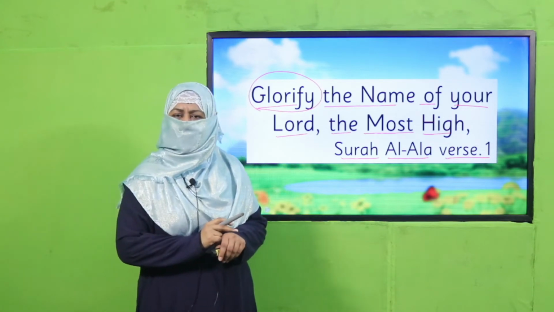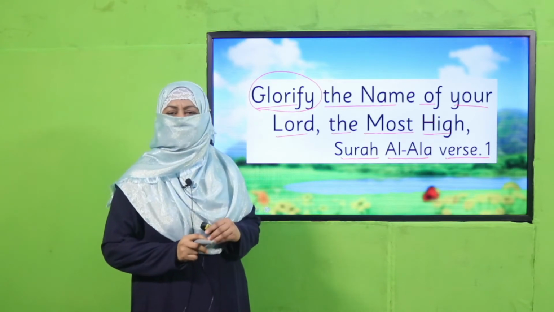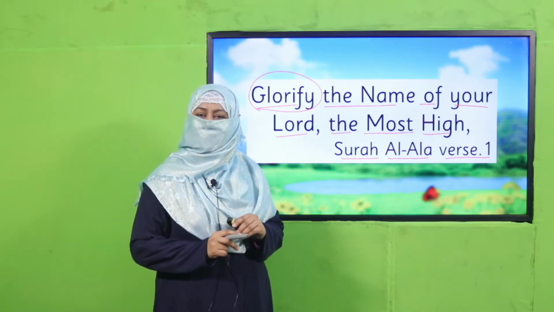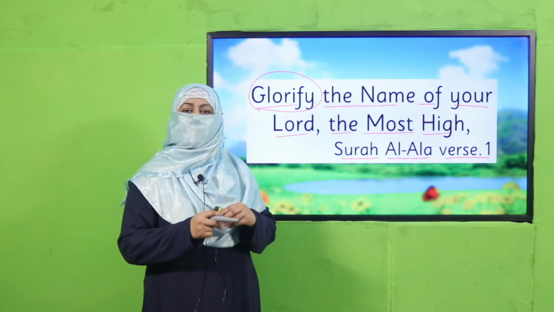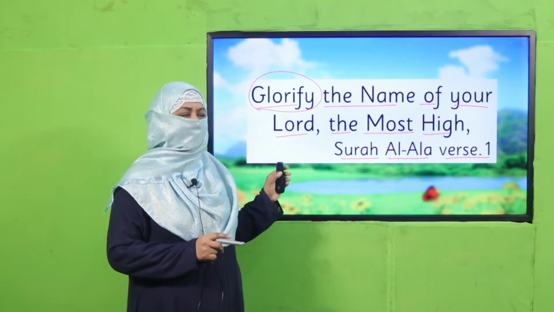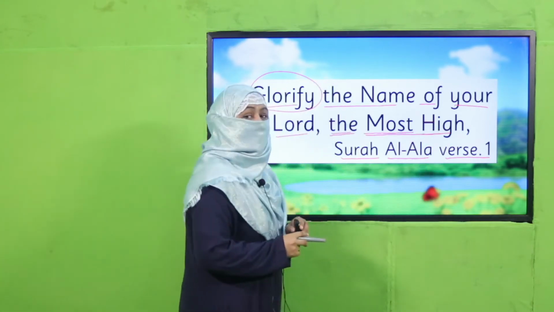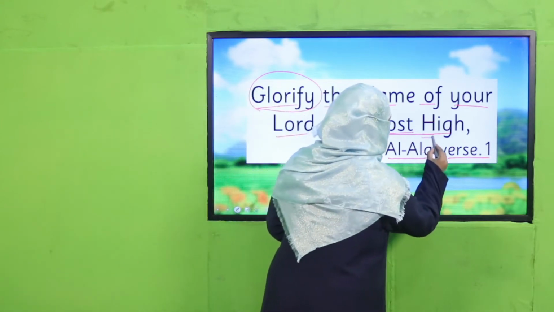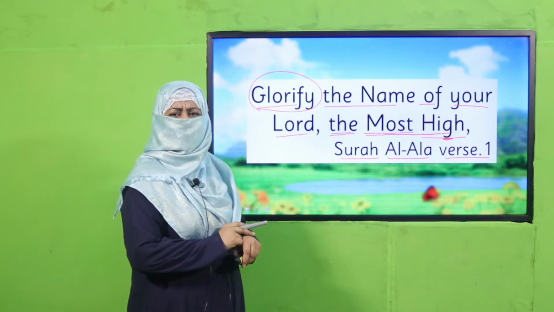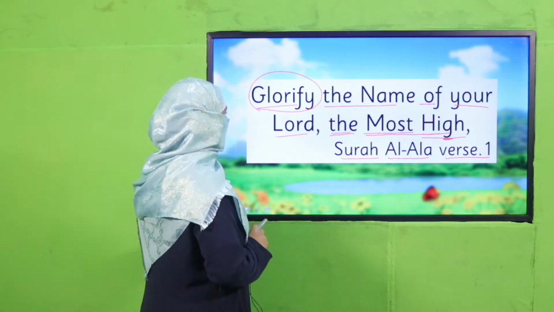And how can we glorify the name of Allah? We should keep busy our tongue, for example, by saying Subhanallah, Allahu Akbar, Alhamdulillah. Unnecessary talk, we should avoid it, and we should keep ourselves busy in glorifying our Lord, because our Lord, our Allah, is the Most High. And my dear children, when we say high, you see, this letter G is there, but we don't say it. Why? Because this letter is silent, okay? So we'll learn further about silent letters.